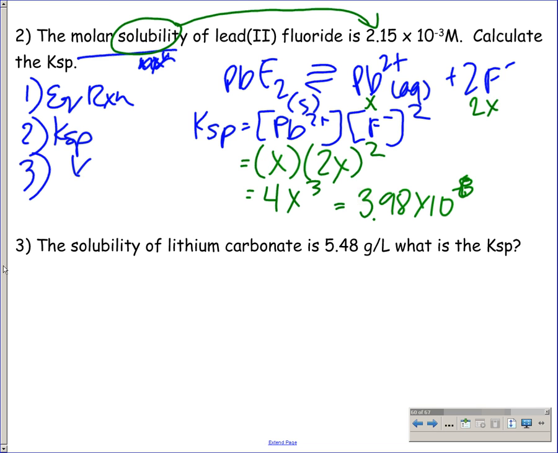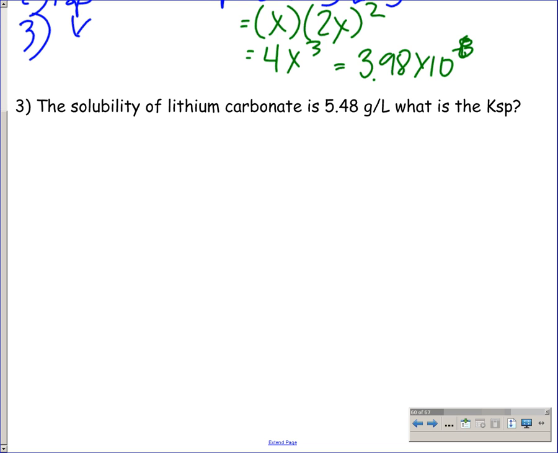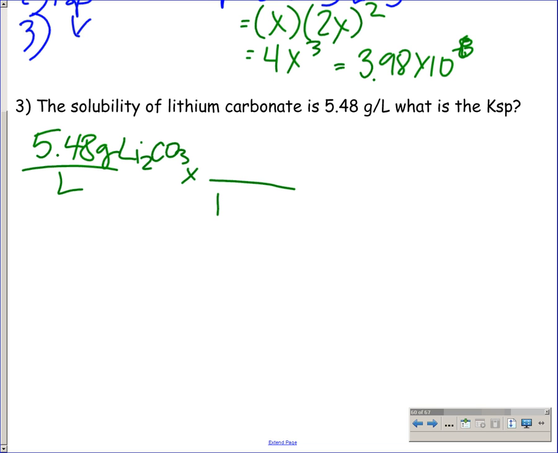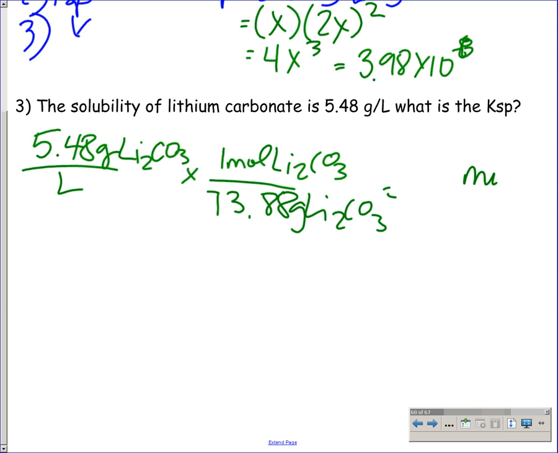All right, the solubility of lithium carbonate is 5.48 grams per liter. What is the Ksp? We'll go through this one fairly quickly. I want to get to Ksp. What do I need to get before I can even solve for Ksp? Molar solubility. So how do I get there? 1 mole of lithium carbonate is some number. That's very important. 73.88 grams. So this is going to go to moles per liter, which is our X.